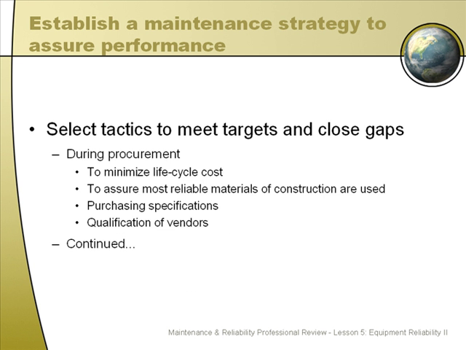The next phase would be to discuss reliability issues during procurement. We want to minimize life cycle cost. We want to assure that the most reliable materials of construction are used. And notice that they don't say cheapest materials of construction, the ones that provide the most reliability. And also minimize life cycle cost. Third, we want to make sure that the purchasing specifications are followed. In best practice purchasing situations, there's usually a shared risk clause built into the purchase agreement, so that if the machine doesn't perform up to specifications, the supplier of the machine is held responsible as well.